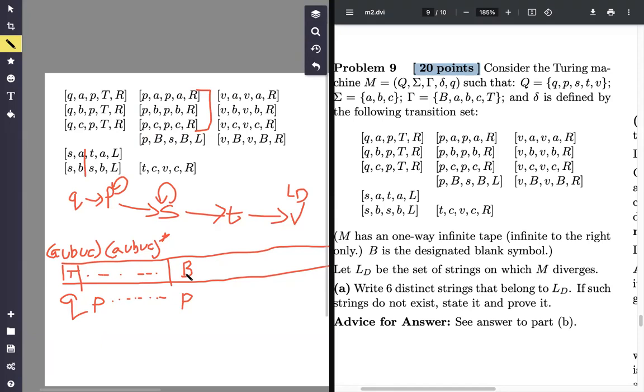Why A or B or C star? What do you mean? It's right there, right? Yeah.